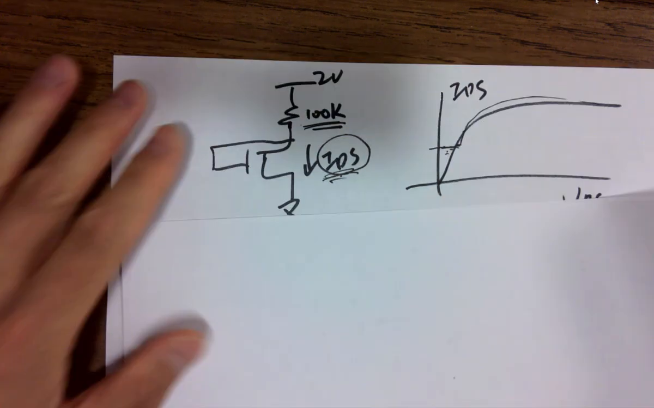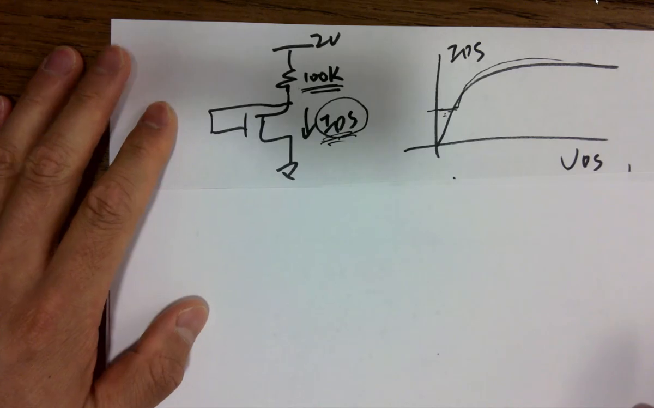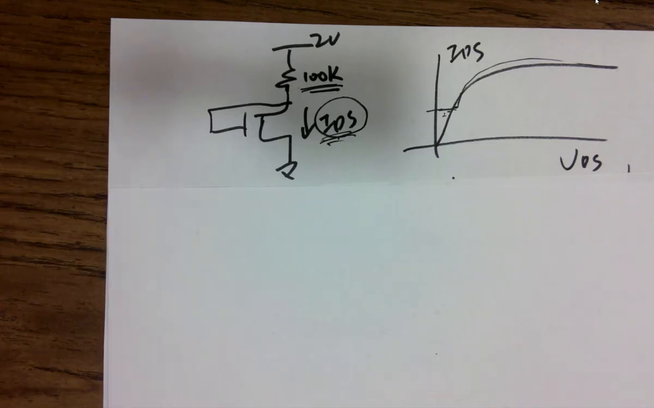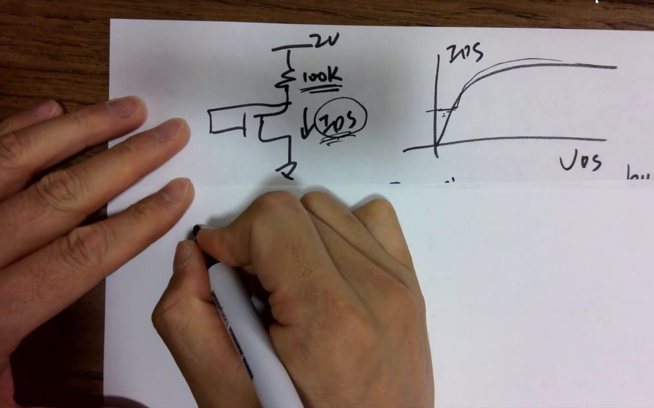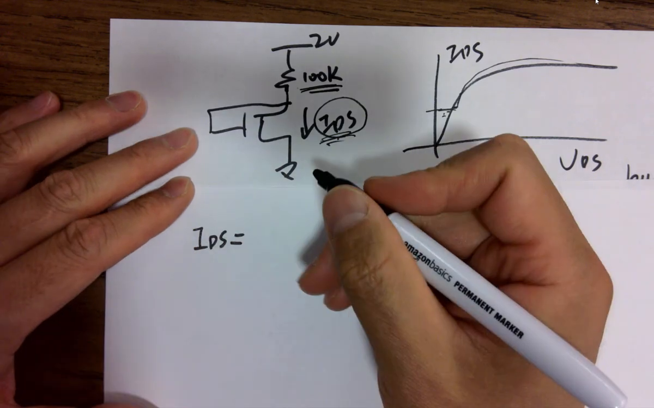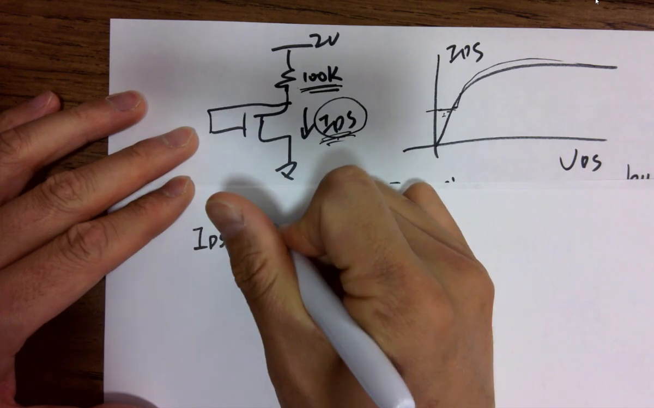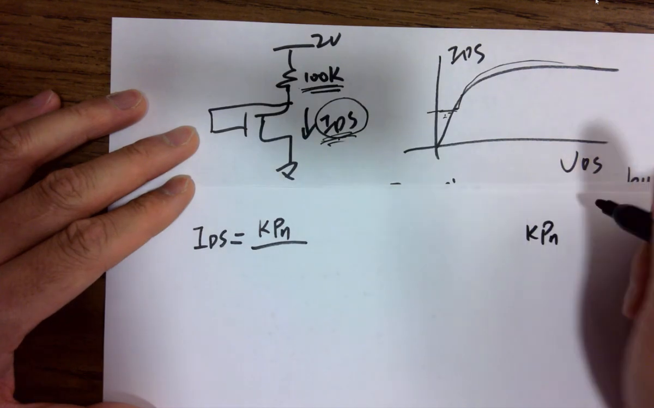So for this example, how can we find IDS? Definitely we know the beta. Let's do the IDS with the square law equation first. What about that? Assume that there's a KP and it's given. So KPN in the C5, I think.